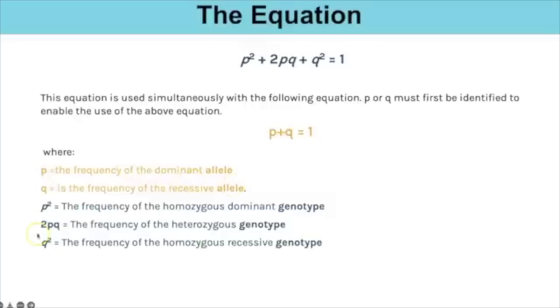These ones here in blue are the genotypes. So p squared is the homozygous dominant genotype, meaning 2 copies of the dominant allele. 2pq would be the heterozygous genotype because we've got 1 of each letter, and q squared is the frequency of the homozygous recessive genotype. So we use these 2 equations to be able to work out any one of those components using the data you're given.